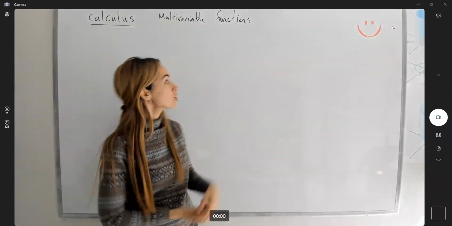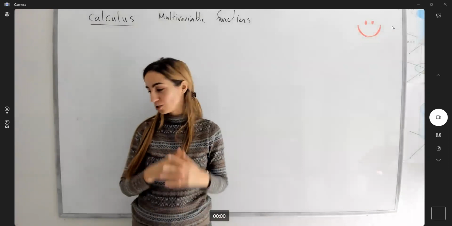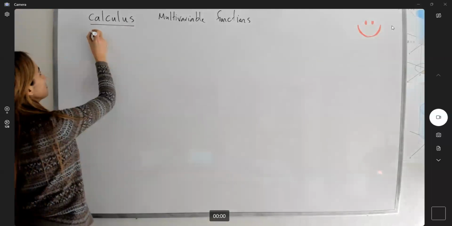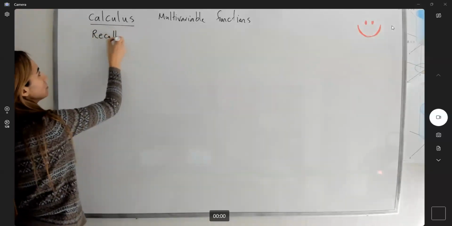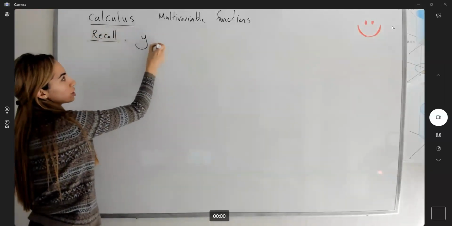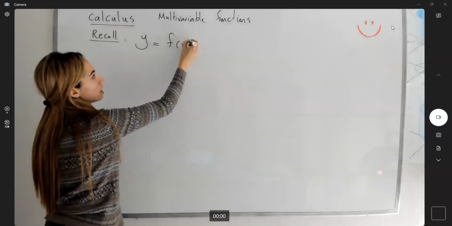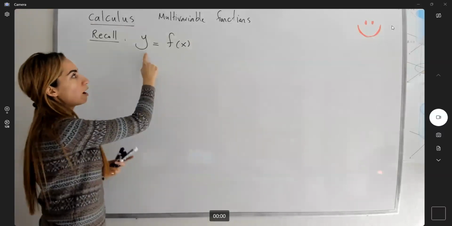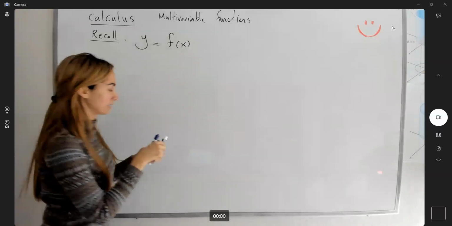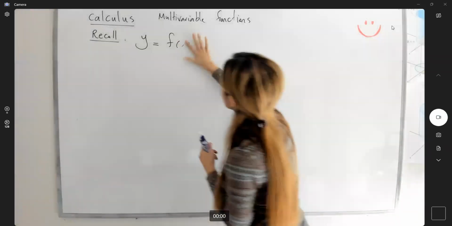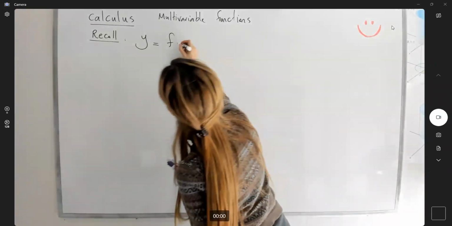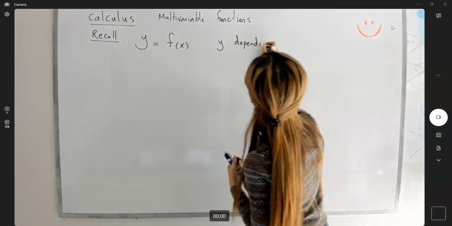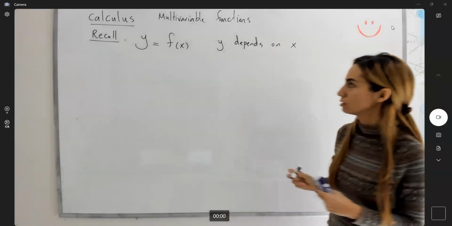Very good. So we're going to talk about multivariable functions today. Remember that in elementary calculus, you have a function y equals f of x. In this case, you say that y depends on x. Well, what's the meaning of that?